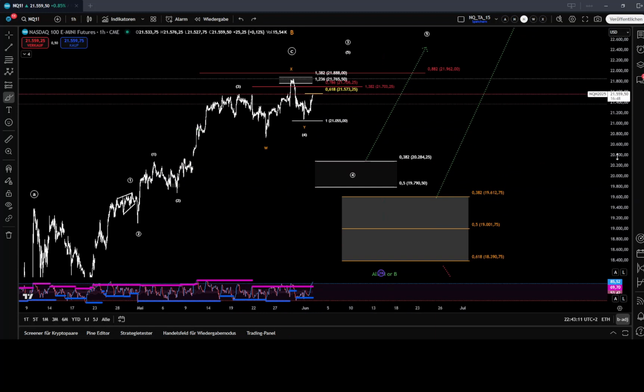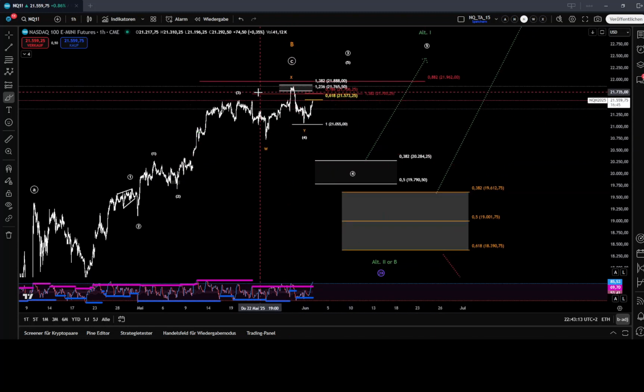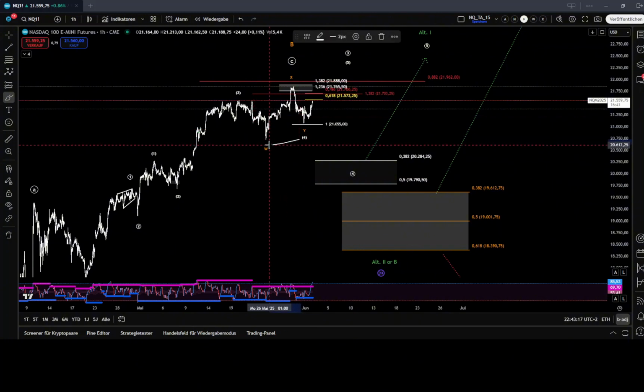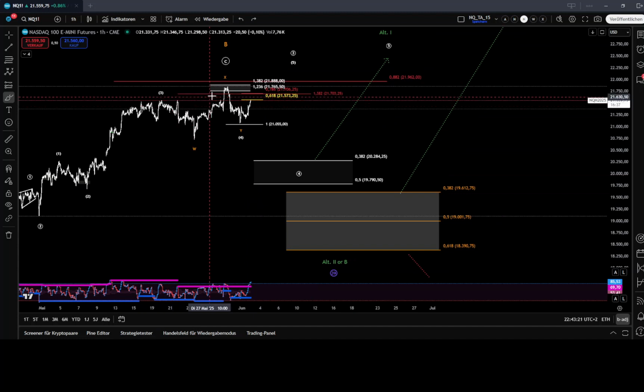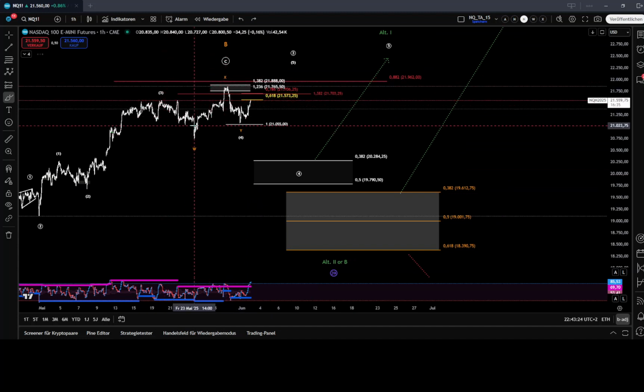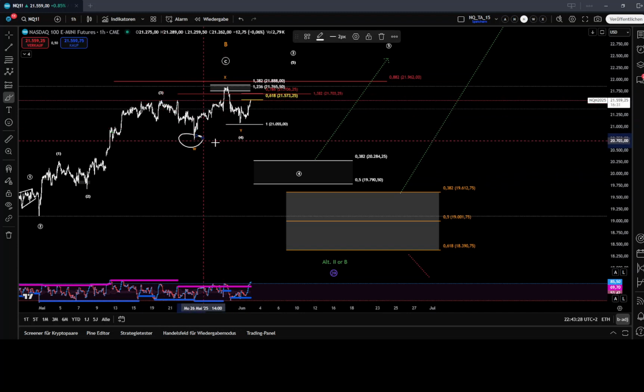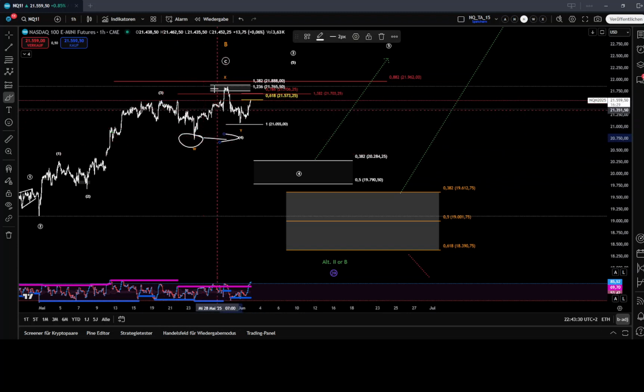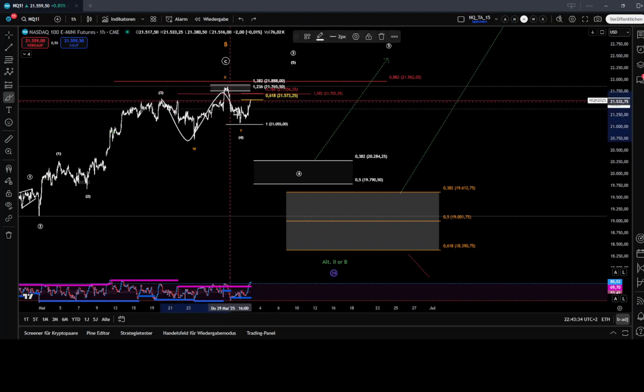But I did a slight change here to my count. I had the 4 over here, okay? But I removed that and labeled that and was again watching through that, and it could be that this wave 4 has not been finished here. It has to be moved over here, and that's a so-called running flat correction here.